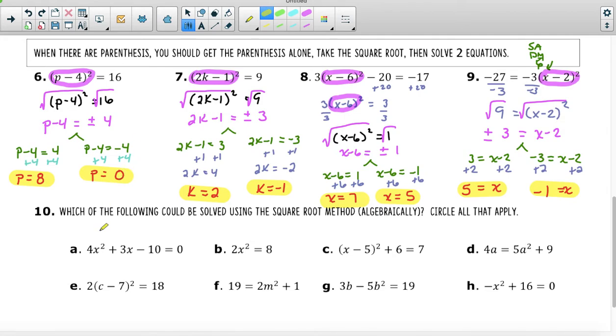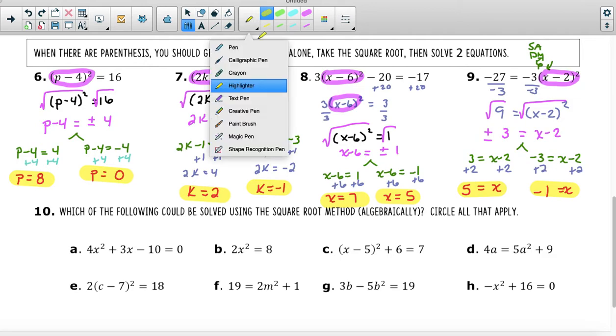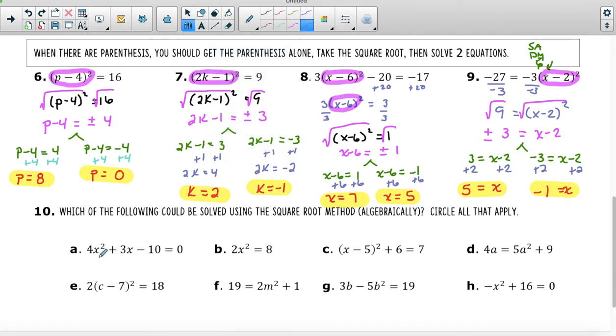So if we look at question A, we have a 4x squared and a 3x. What happens here is because we have two completely different x values, x squared and x are completely different, this part makes it bad. So we cannot solve A by the square root method. We could potentially factor that, but we can't use square roots.